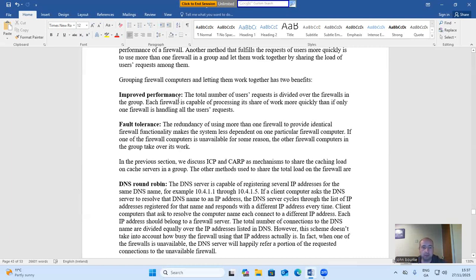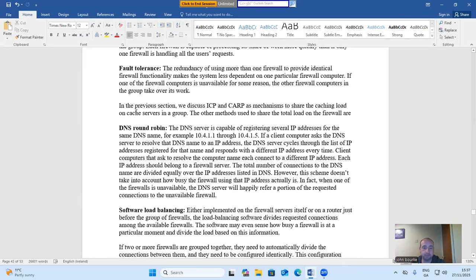Improved performance. The total number of users' requests is divided over the firewalls in the group. Each firewall is capable of processing its share of work more quickly than if only one firewall is handling all user requests. Fault tolerance. The redundancy of using more than one firewall to provide identical firewall functionality makes the system less dependent on one particular firewall computer. If one of the firewall computers is unavailable for some reason, the other firewall computers in the group take over.